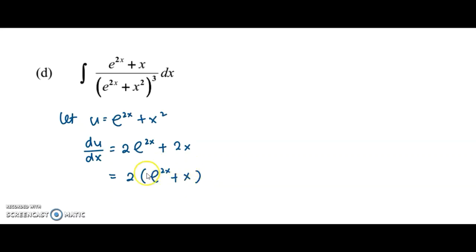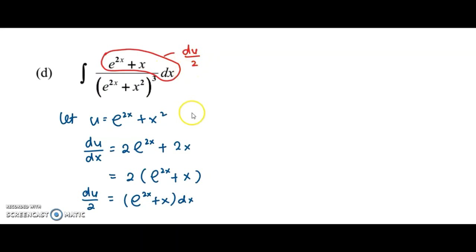So what you can see here is e power of 2x plus x, and this appeared in my question. Meaning that if I find the e power of 2x plus x dx, how can I get the dx? Because the dx I bring up to the right, and the 2 I bring to the left, I got du over 2. This means e power of 2x plus x combined with the dx can be replaced by du over 2. So done with this part.